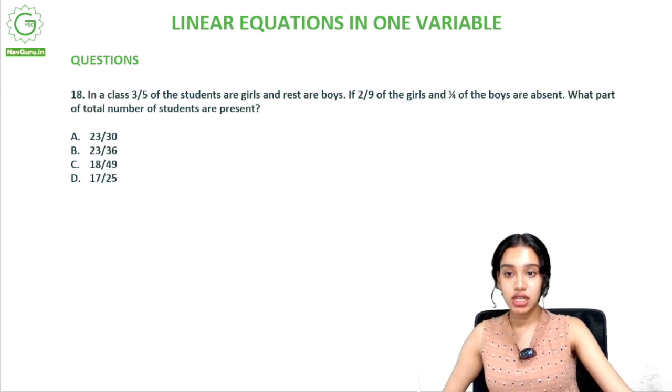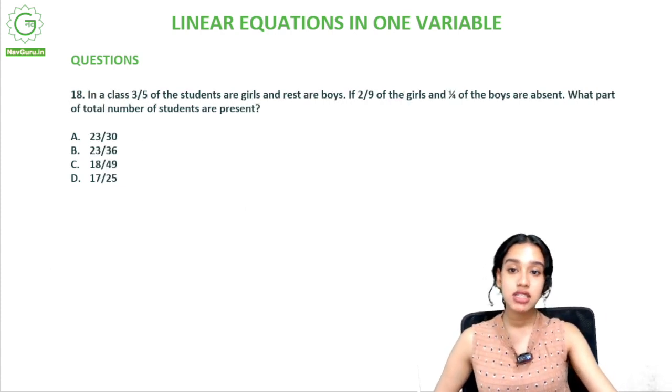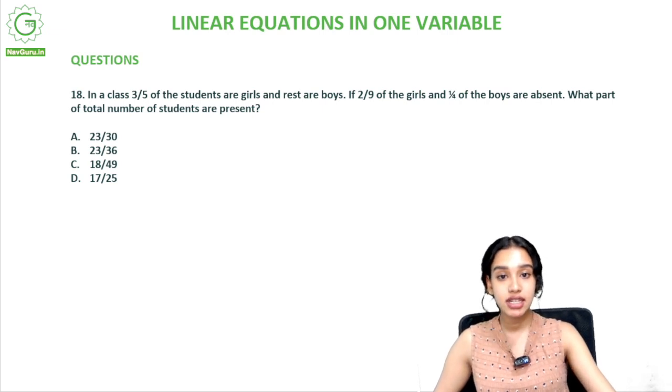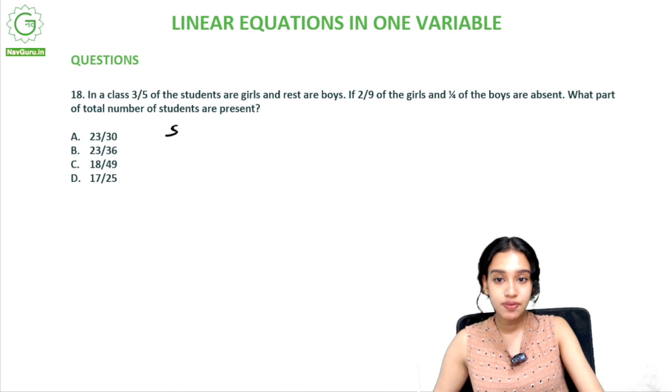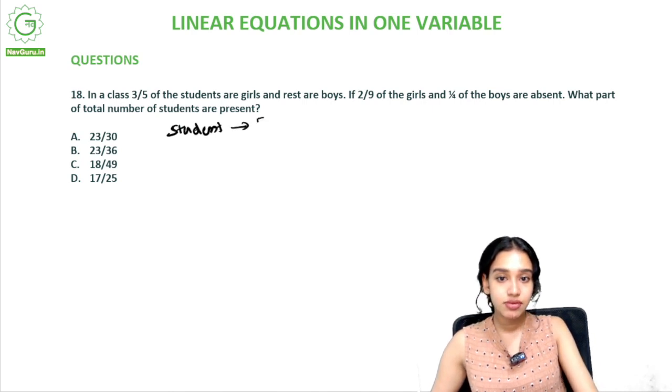Now let's move on to the next question. In a class, 3 by 5 of the students are girls and rest are boys. So the total students is 5 by 5.